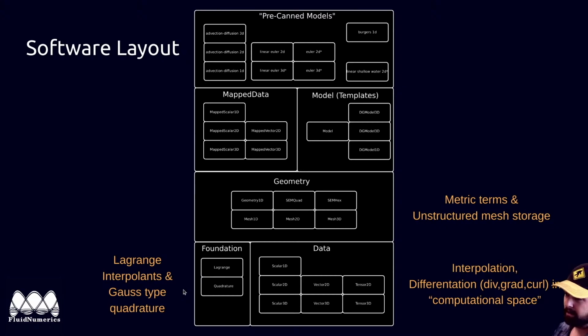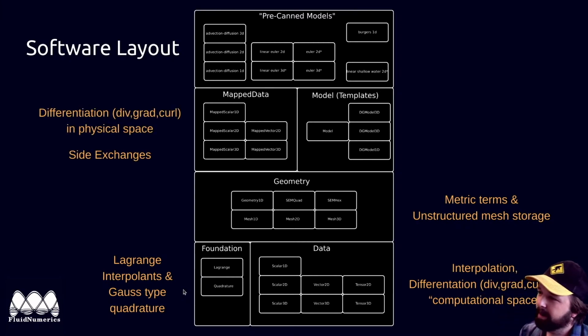Now we have a way to describe space using an unstructured mesh with isoparametric geometry. If we go up above that, on the left side here, on that third level up, is what SELF calls mapped data. This is really just a type extension of the data classes that overrides divergence, gradient, and curl operations so that you can compute divergence, gradient, and curl in physical space. So there's some fancy stuff.